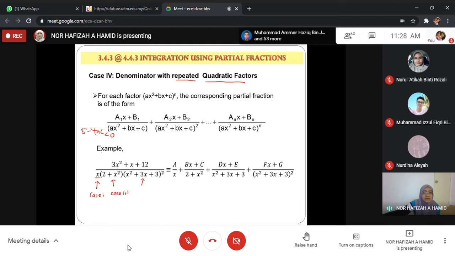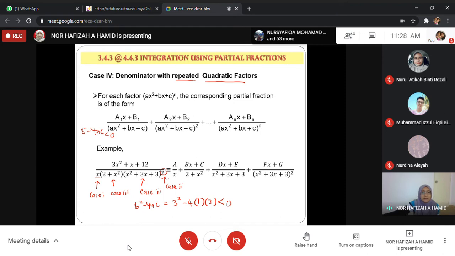Next, for the third factor, you have x² + 3x + 1. So this one is also case 3, because if you check using b² minus 4ac, b is 3 squared, minus 4, a is 1 and c is 3. So you get less than 0. Okay, so we consider it an irreducible quadratic factor, but it is also repeated here. So here we consider it as case 2.